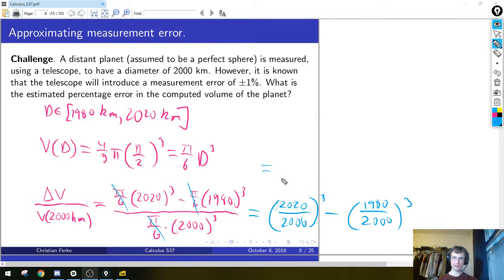So, if we're just trying to estimate, one way to do this is to say, well, this is 2000 plus 20 over 2000, right? So this is basically 1 plus 0.01, right? Because that's the 1% error. So this thing cubed minus, what's this, 1 minus 0.01 cubed? Is that right? Okay, so I claim we have a trick.